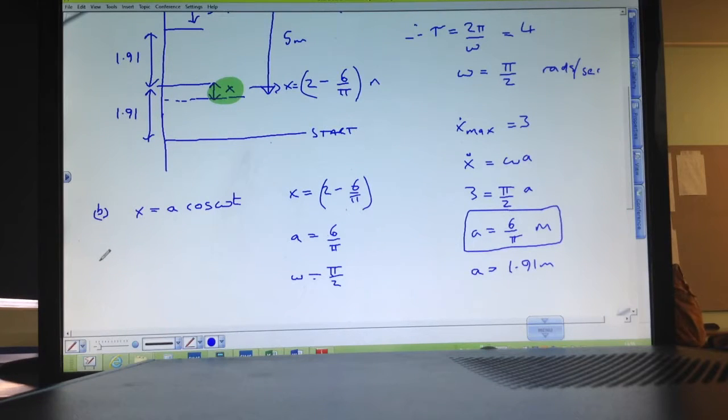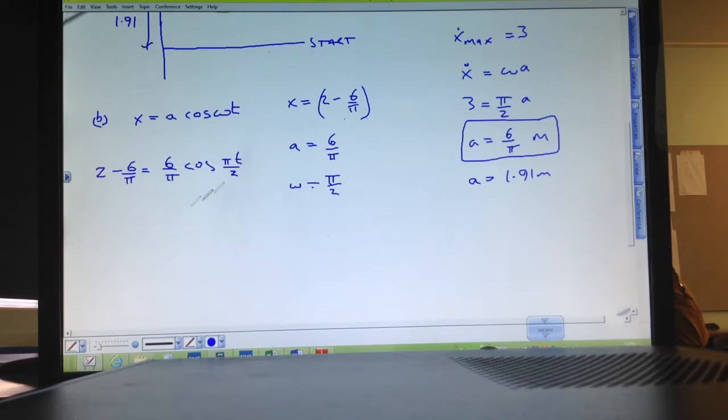So here we go, just shove it all in. 2 minus 6 over pi is equal to a, which is 6 over pi, cos omega t, which is pi t over 2. Right, take that, and what is it? It's going to be 2 minus 12 over pi, isn't it? And arc cos it. We end up with t is equal to arc cos of 2 minus 12 over pi, and I've got to times it by 2 and divide by pi.